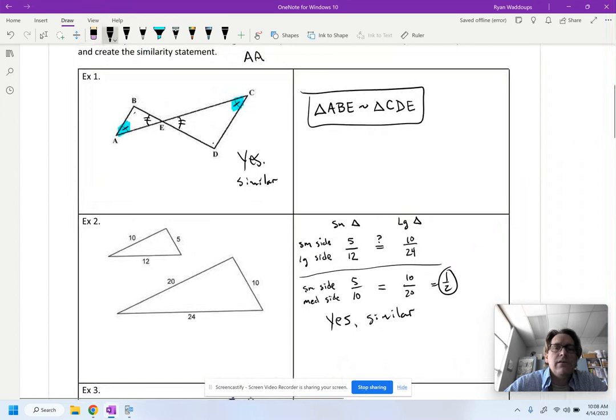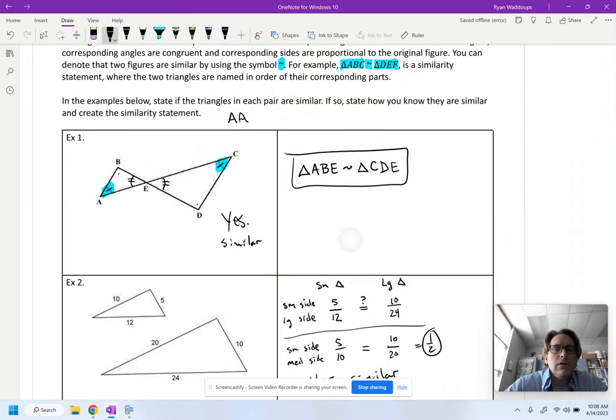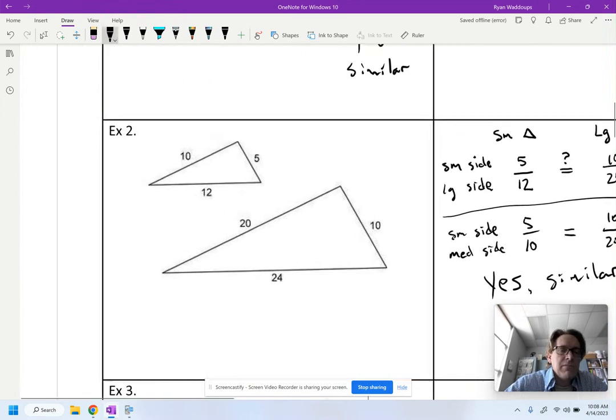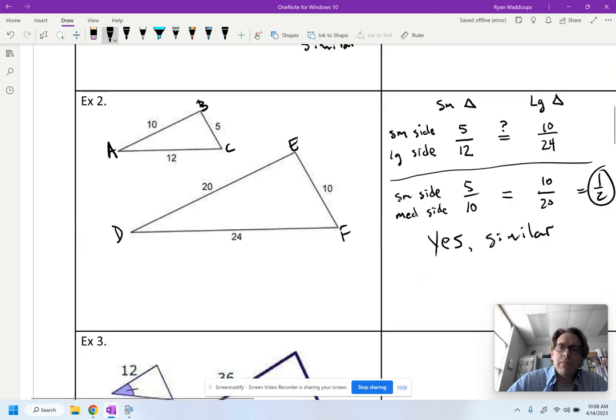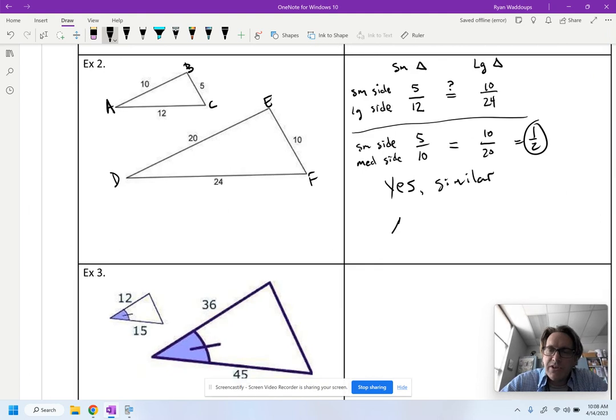And they're not labeled. So in terms of a similarity statement, we'd need to label them. Let's go ahead and call this one A, B, C, and we'll go here D, E, F, and we'll label them. That way we can create a similarity statement. We say this is triangle ABC, and it's similar to triangle DEF.